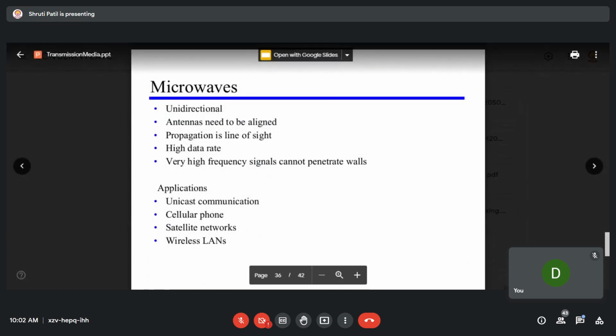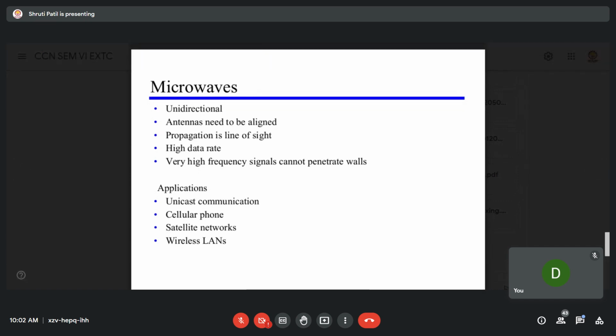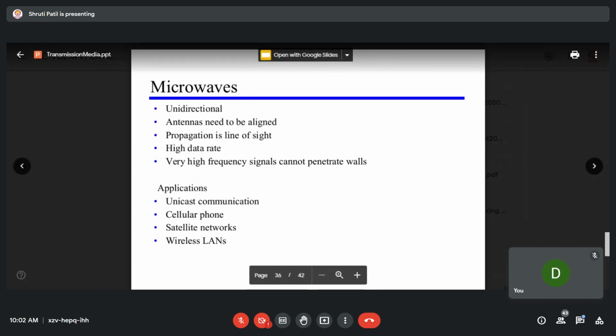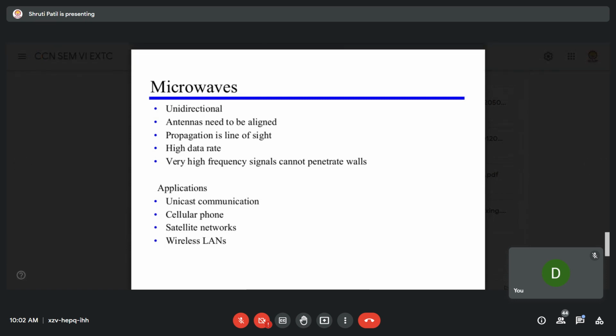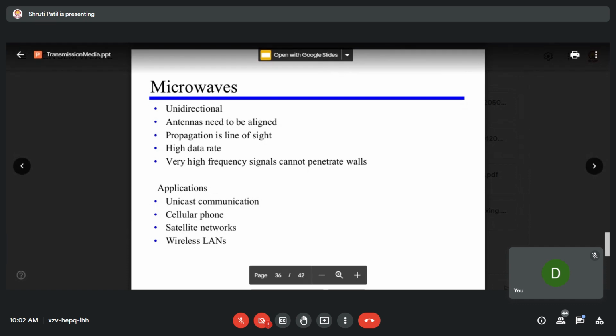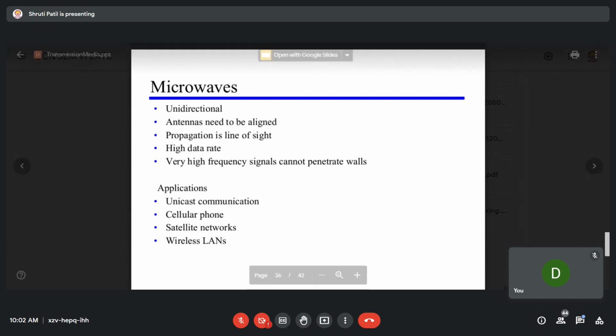We have microwaves. These microwaves are unidirectional. Here there are again different characteristics. The antennas need to be aligned, and the propagation is line of sight for microwaves. Okay, they have very high data rates and very high frequency signals, but they cannot penetrate through walls. They are absorbed in rain.